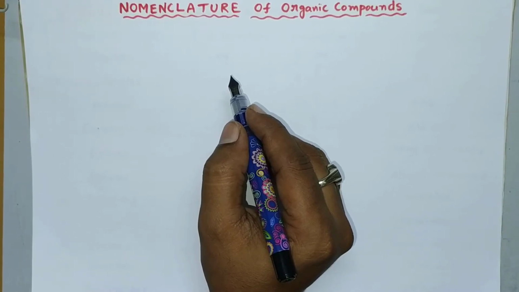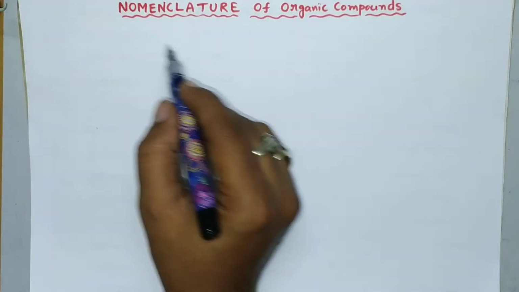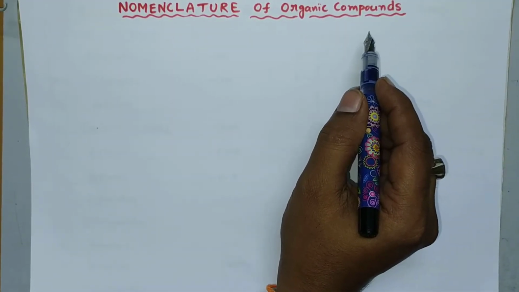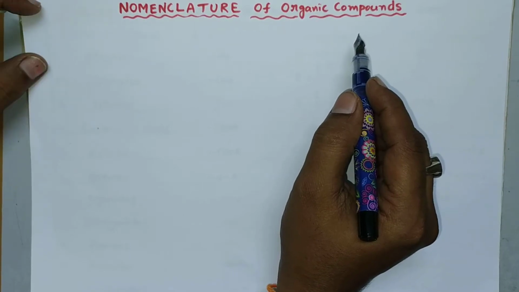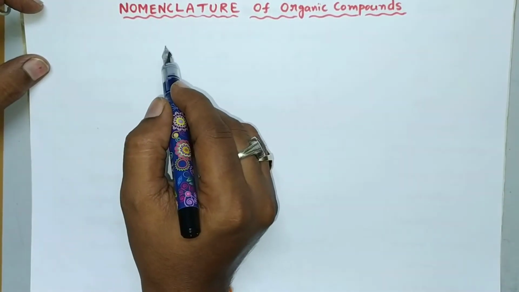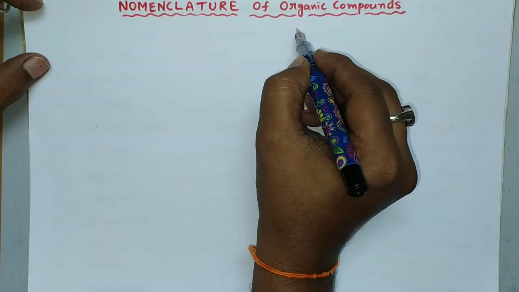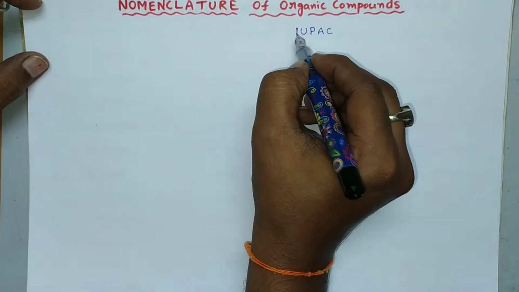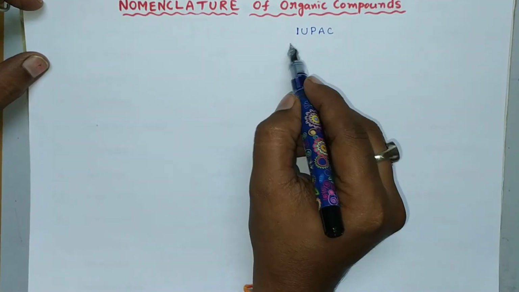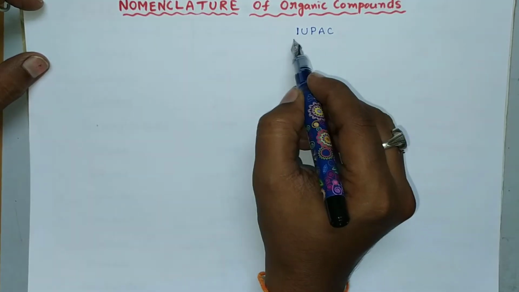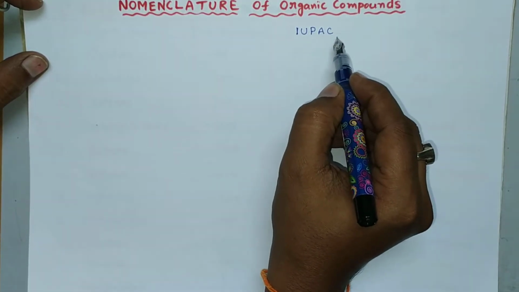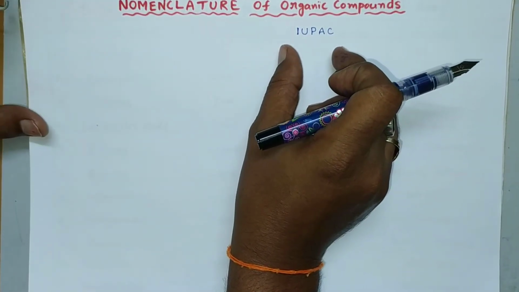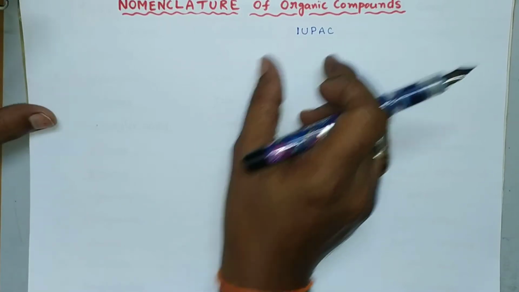Hi students, today in this session we are going to discuss the nomenclature of organic compounds, that is, how an organic compound can be named. The name of any compound can be given by the system called the International Union of Pure and Applied Chemistry, that is, the IUPAC system. This IUPAC system has some selective rules, and by following those rules, we have to name any compound.